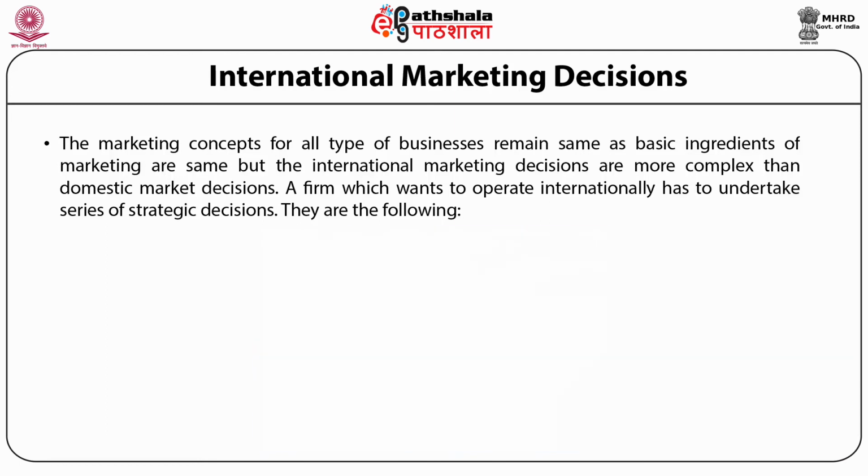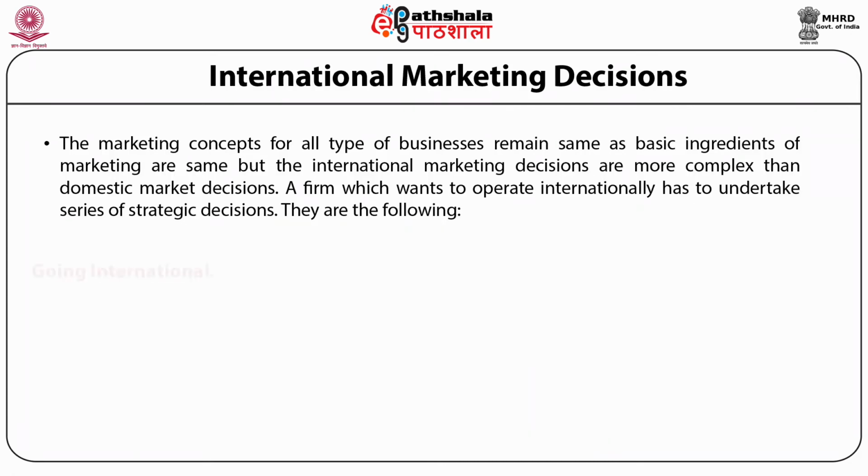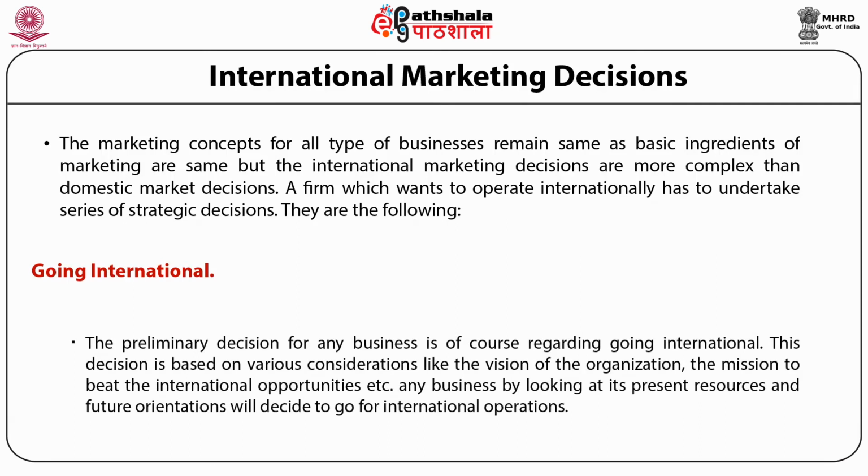A firm which wants to operate internationally has to undertake a series of strategic decisions. Number one, going international. The preliminary decision for any business is, of course, regarding going international. This decision is based on various considerations, for example, the vision of the organization and the mission to seize international opportunities. Any business, by looking at its present resources and future orientations, will decide to go for international operations. Factors like skill availability, production capacity, marketing expertise, product range, financial capabilities, and the company's short-term and long-term goals play an important role in deciding regarding going international.